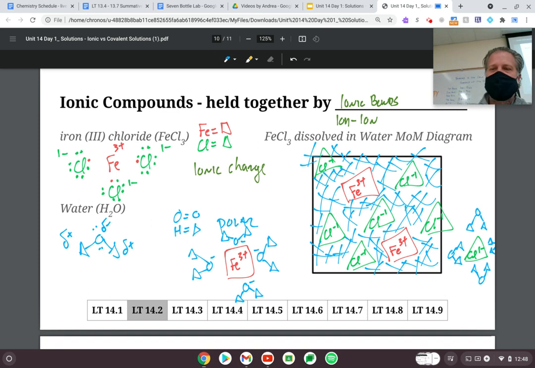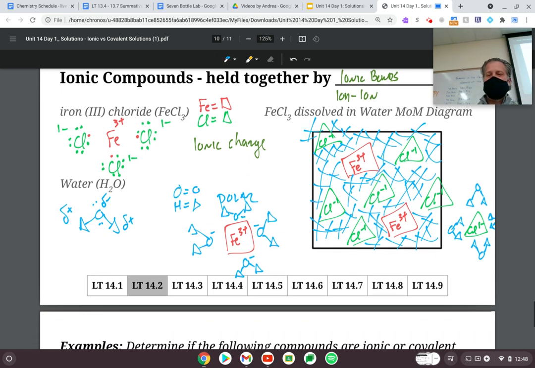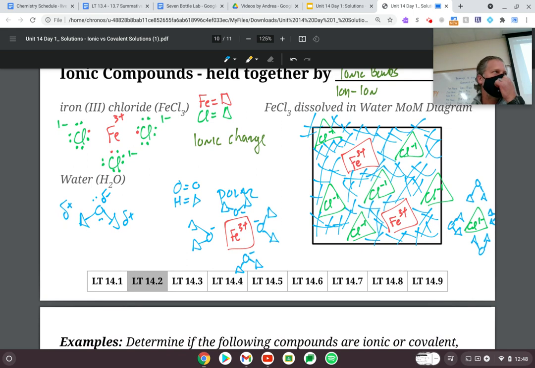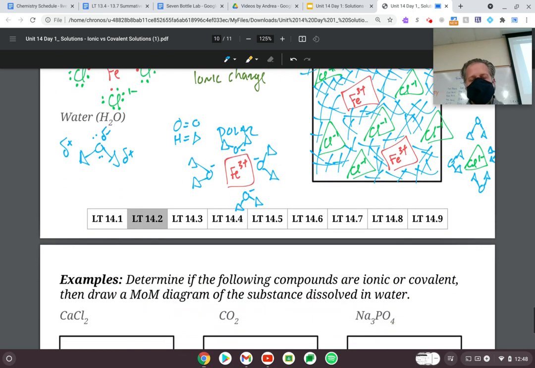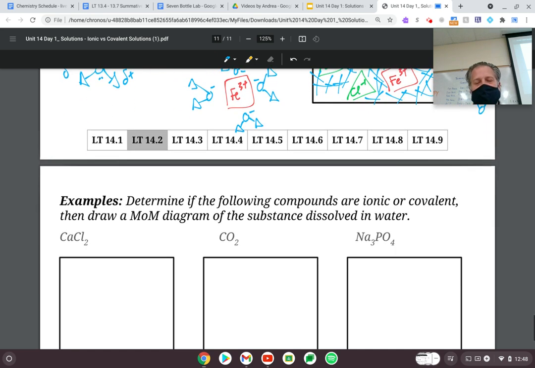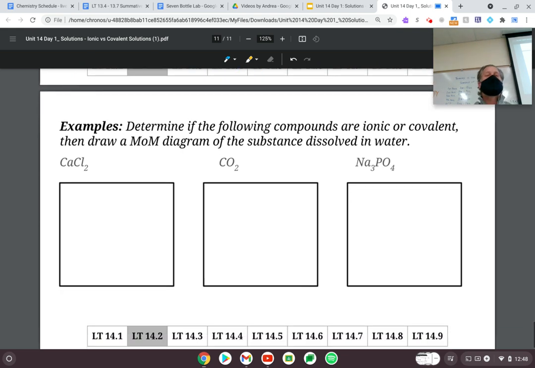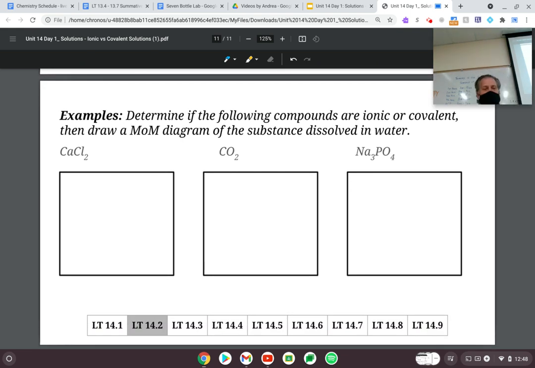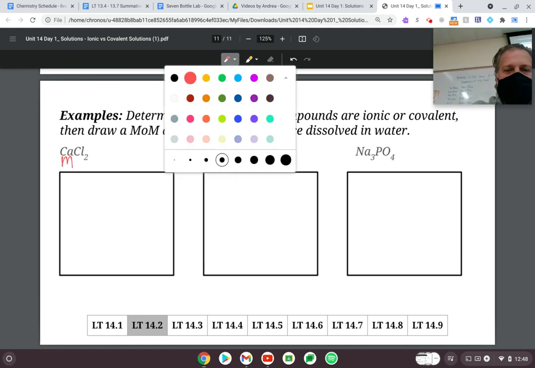We're doing fantastic. All right. Last thing we've got to do here before we move on is we're going to go through a couple of examples to determine whether or not a compound is ionic or covalent, then draw the MOM diagram of the substance dissolved in water specifically. So CaCl2, I see that we have a metal, and chlorine is a nonmetal.